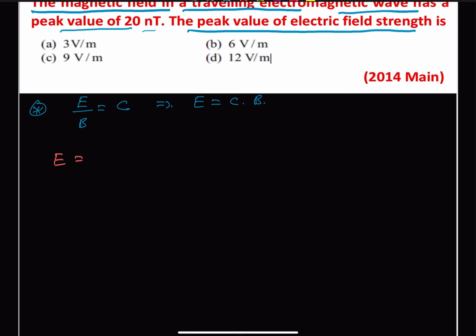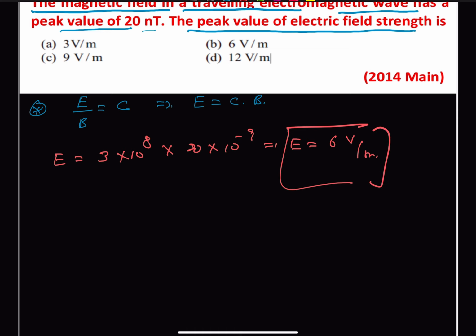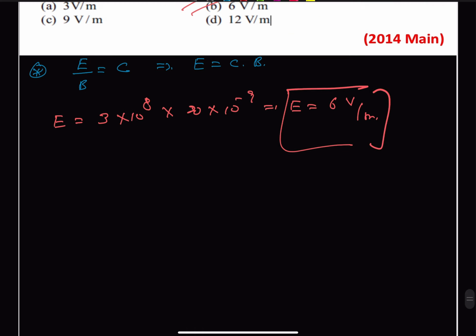E will be equal to 3 into 10 to the power 8 times the magnetic field, which is given as 20 nanotesla, so 20 into 10 to the power minus 9. This gives us electric field equal to 6 volt per meter. So option B is correct. So this completes all the 7 questions from the year 2014. Thank you.